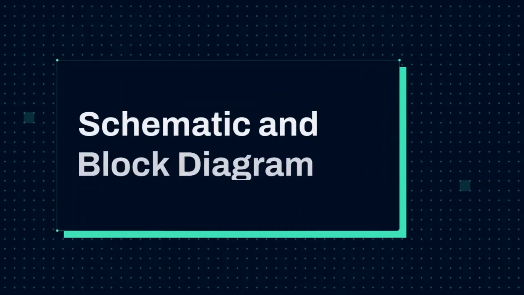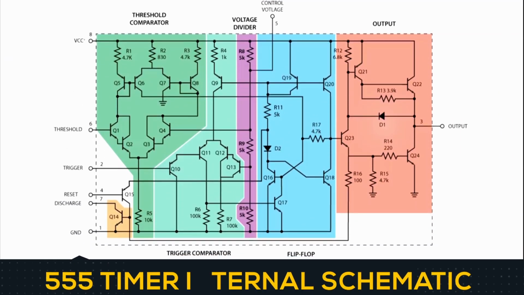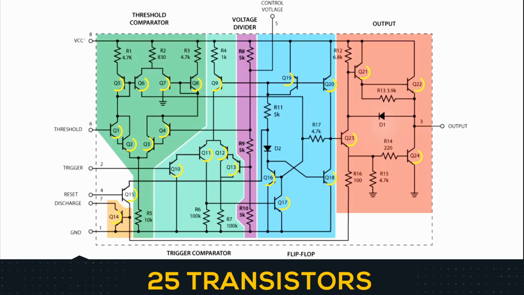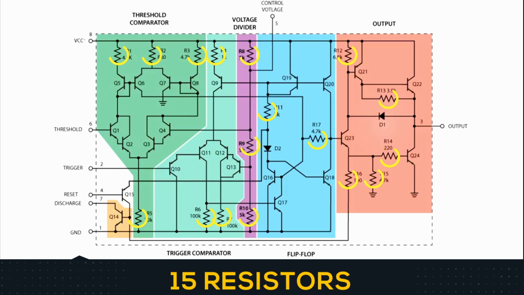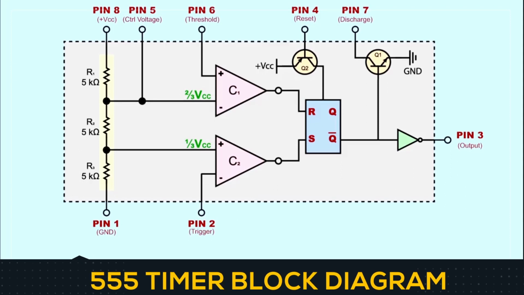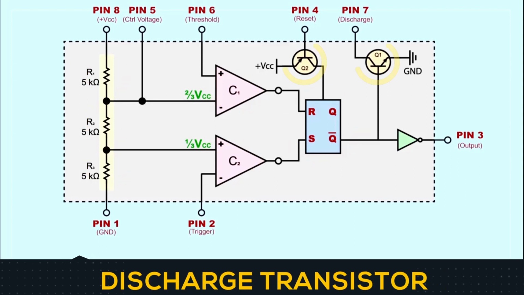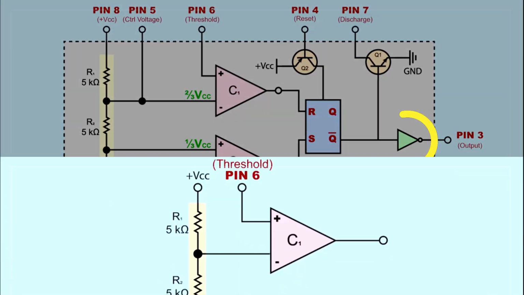How it works: internal schematic and block diagram. Let's take a closer look at what's inside the 555 timer and explain how it works in each of the three modes. Here's the internal schematic of the 555 timer, which consists of 25 transistors, 2 diodes and 15 resistors. It is represented with a block diagram. It consists of 2 comparators, a flip-flop, a voltage divider, a discharge transistor and an output stage.